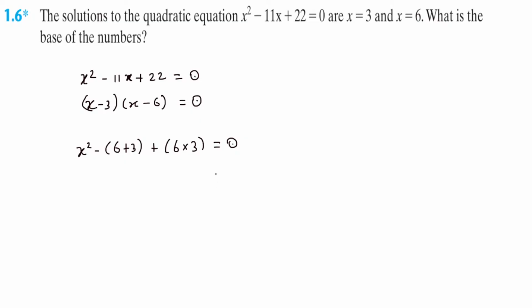Now we have to find out what base makes this true. In order to do that, we can just take one of these. From this one, we know that 6 plus 3 is 11. I'm just taking this part alone, because these two equations are the same. I forgot to put an x here. So 6 plus 3 is 11, and from this we can find out what base it is.